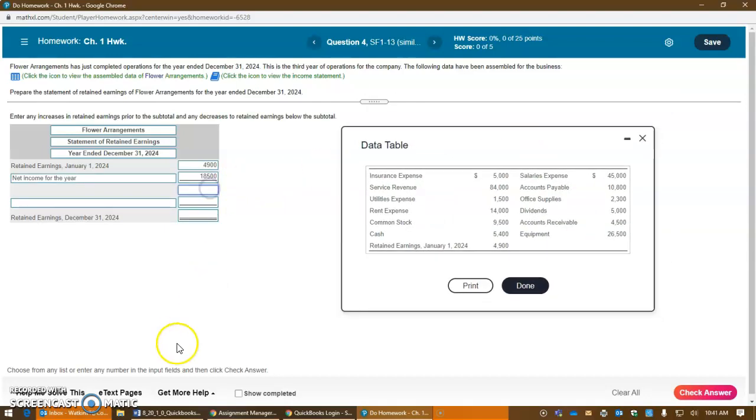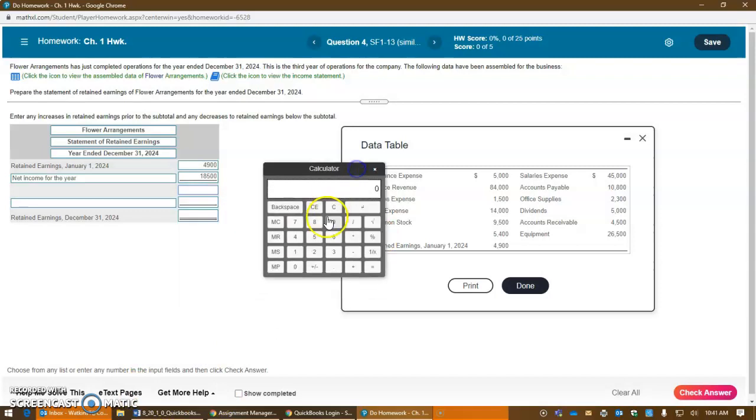And next we're going to get a subtotal. So we're going to pull our calculator up. 4,900 plus 18,500 gives us a total of 23,400.